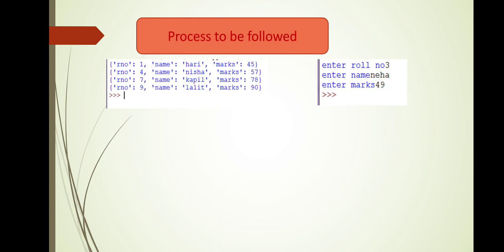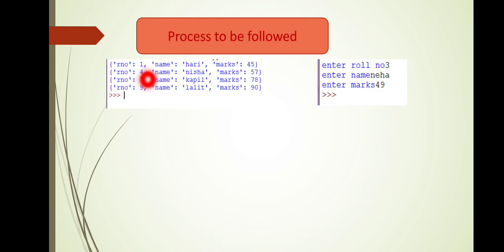Right? So what process should we follow? Here we are going to take the help of a temporary file. And what we are going to do is read one record from this original file. That means first of all, the roll number 1 record will be read.